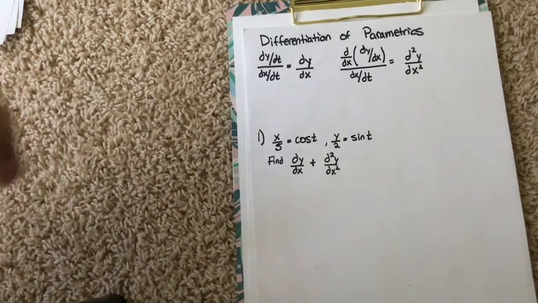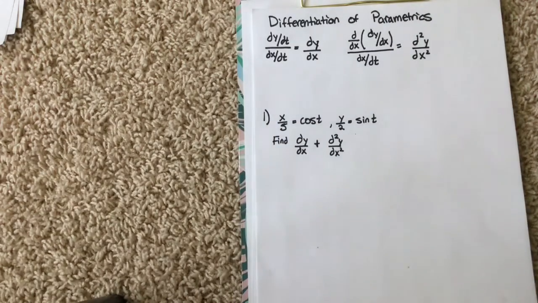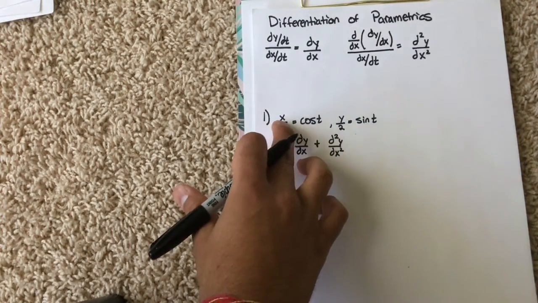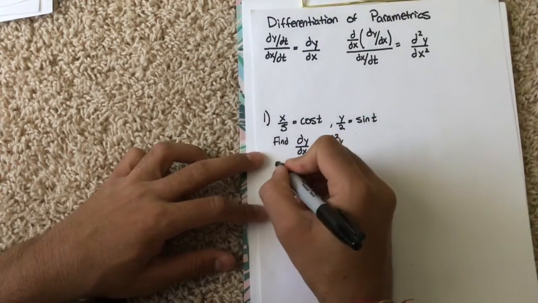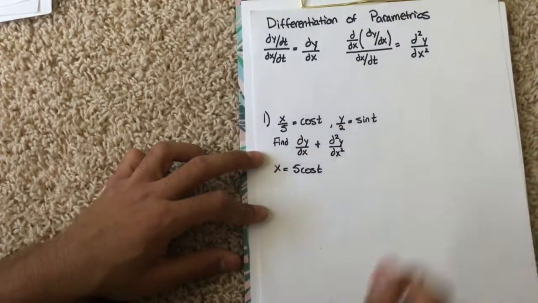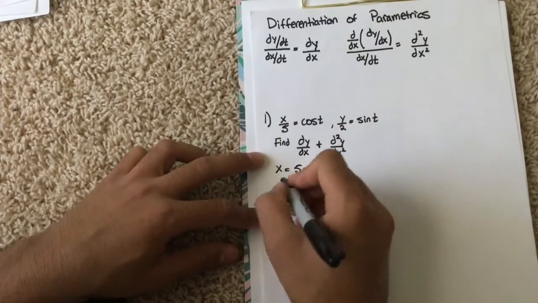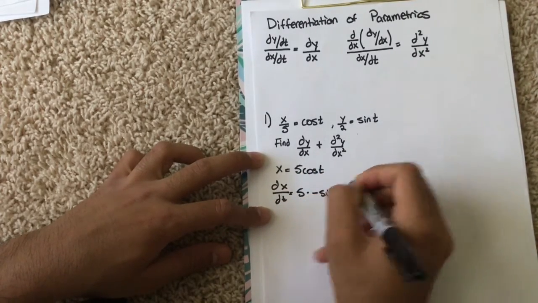So let's do our example here. It says x over 5 equals cosine of t, and y over 2 equals sine of t. The first step is to find the derivative of the x function and the y function. So let's first find the x function, isolating the x on one side. We have simply multiplied both sides by 5, and then we find that dx/dt is going to be 5 times the negative sine of t.